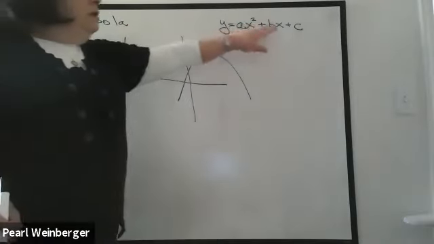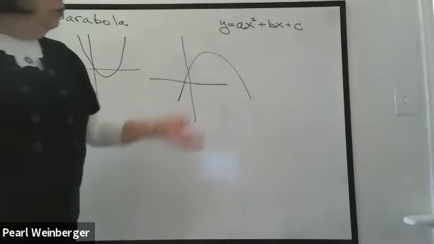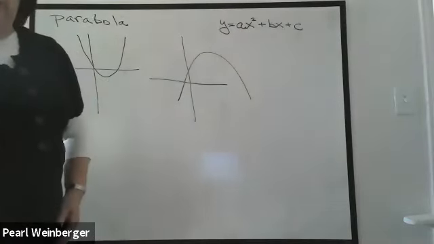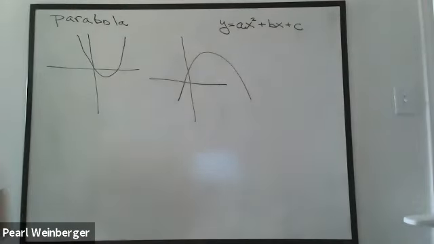Now, the A, B, and C just stand for numbers in front of the x squared, the x, and the c. In other words, I might have a parabola. Just getting some examples.